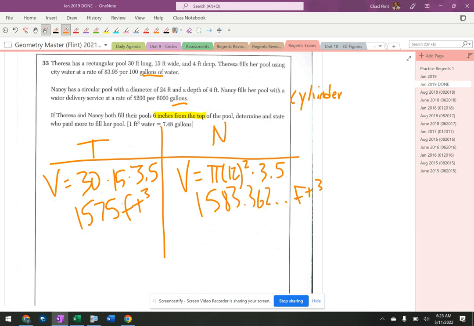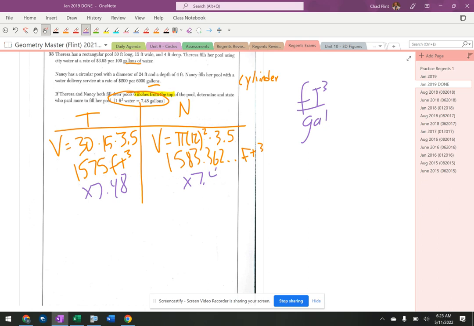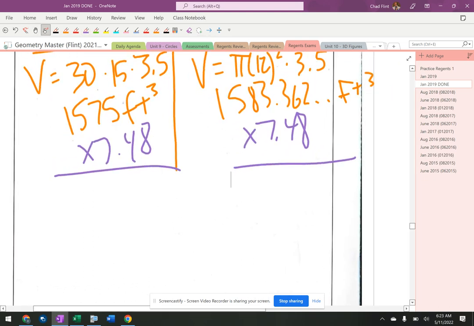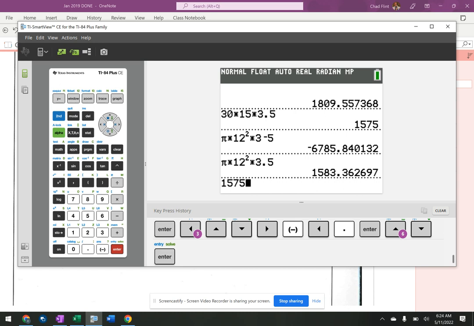Okay, so now I've got to split that up into gallons. One cubic foot equals 7.48 gallons. So you can do a proportion, feet cubed over gallons, or you can multiply by 7.48. Whatever you're doing, just make sure that it makes sense with what it's telling you. And I always say when in doubt, multiply with these kind of problems.